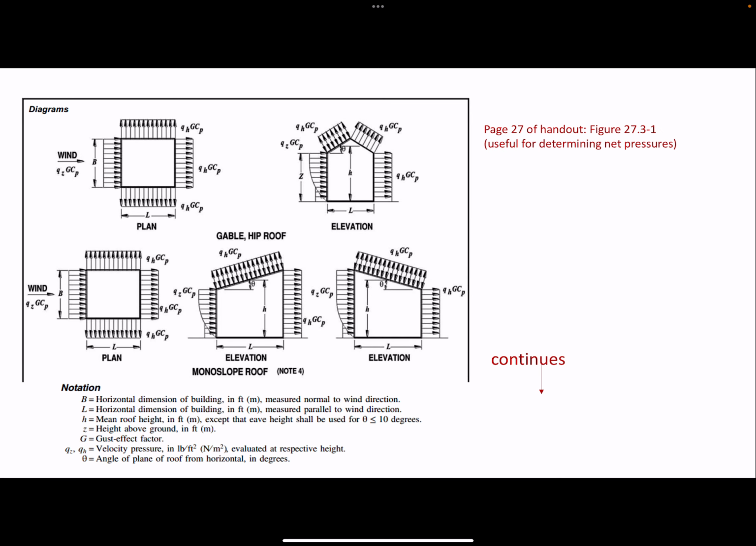All right, now we're nearing the end of your ASCE 7 handout for wind loads. This is the second to last page in the wind loads section, and it's really just useful for understanding how the pressures are going to act on the structure. It provides some plan views and elevation views for different types of roof shapes. In the plan views, you can see the windward, leeward, and sidewall pressures. In the elevation views, you can see the windward, leeward, and roof pressures.